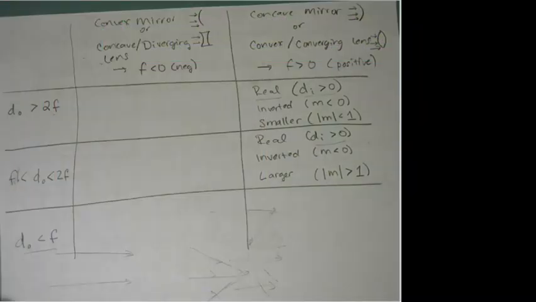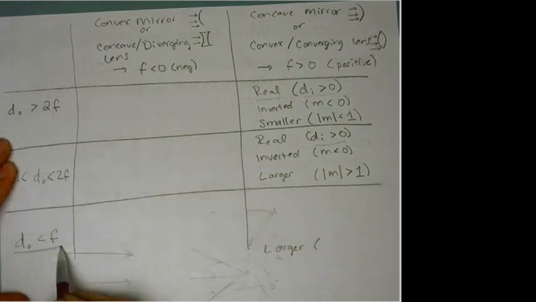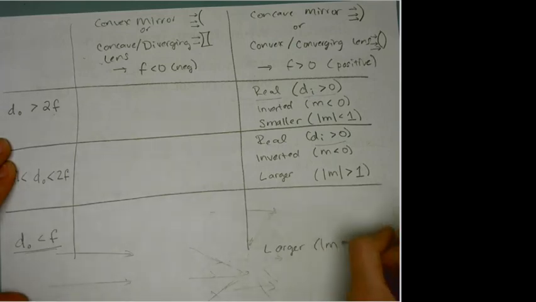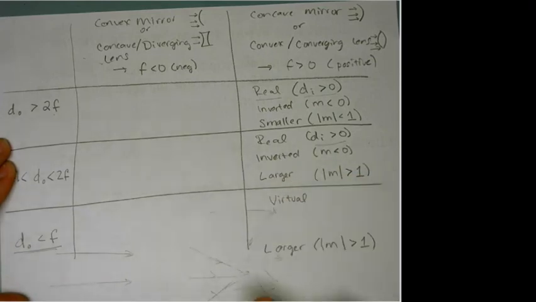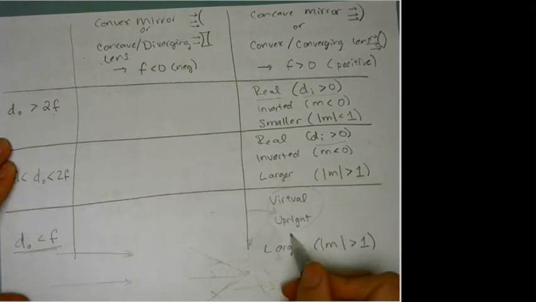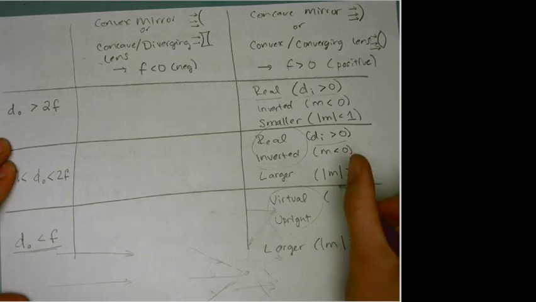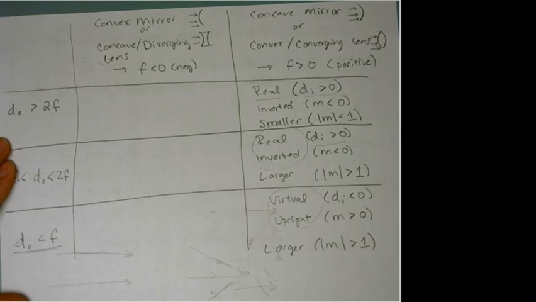Okay, so we always have a larger image when we are inside the focal point. So this is m greater than 1. We always have a virtual image, and a virtual image from a single mirror or lens is always upright. So virtual and upright will always go together on this table. Real and inverted will always go together on this table. A virtual image goes in the lens equation as a negative number. And an upright image has a magnification that is a positive number, so I'll write down that it's greater than 0.